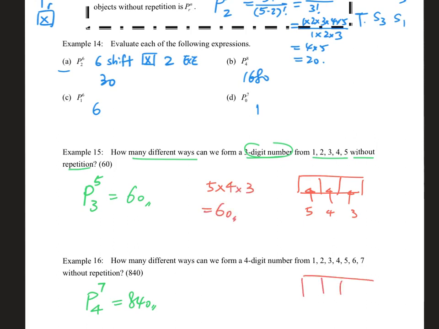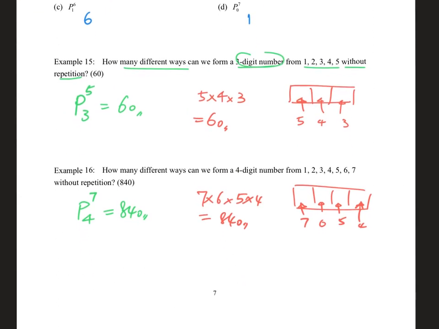Similarly, you have 4 boxes for the 4-digit number in example 16. Then the number of choices will be 7, 6, 5, 4 in this case. So that's 7 times 6 times 5 times 4, which gives you 840 as well. In this situation, you find that MPR and the multiplication rule may help to do the same question. But there are pros and cons.